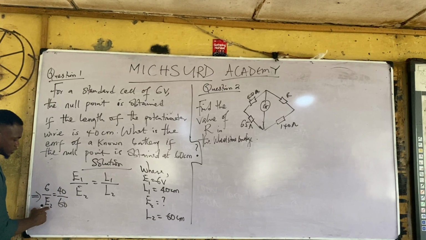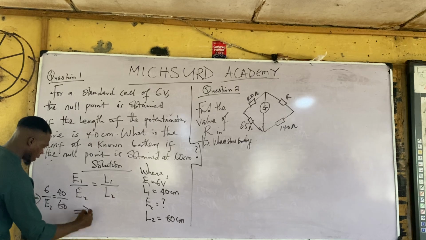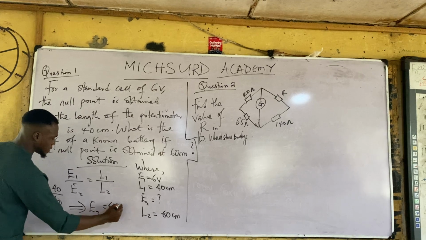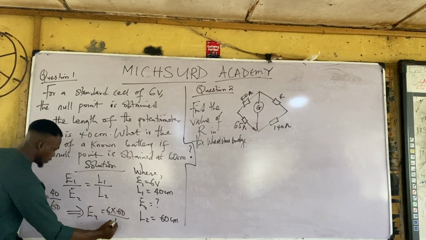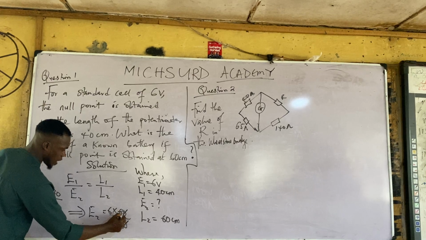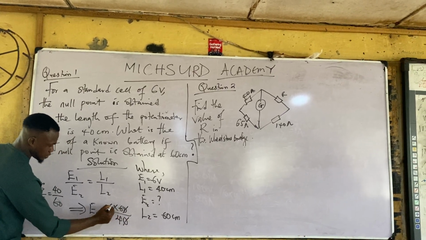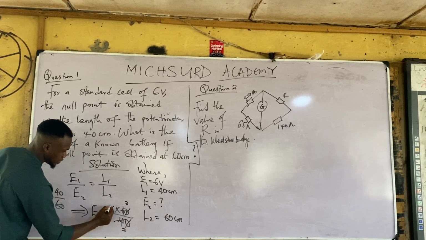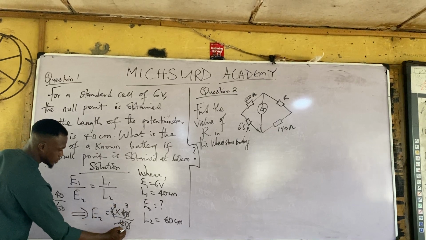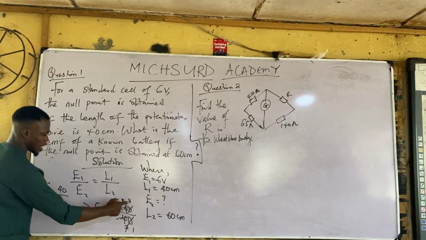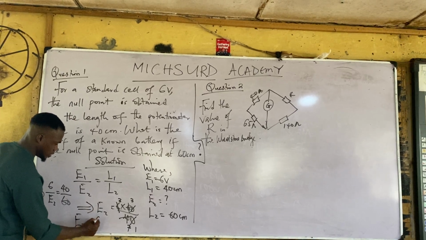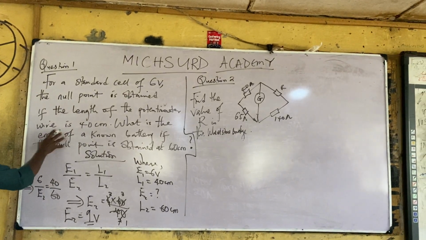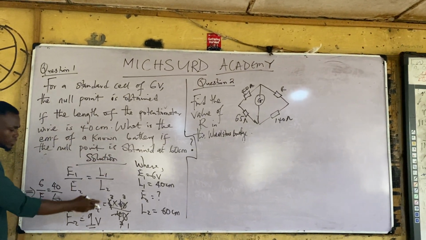Now we can make E2 the subject of the formula. We cross multiply, so that implies that E2 is equal to 6 times 60 all over, we divide by 40. So 0 can cancel out 0. Now you can see that 2 goes into 6 three times, and 2 goes into 4 two times. It can also go here, 2 into 6 is 3, and 2 into 2 is 1. So we have 3 times 3. So our E2 is equal to 9 volts. So that means the EMF for this length, which is 60 cm, is equal to 9 volts.